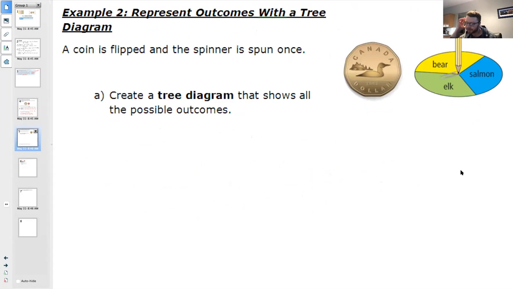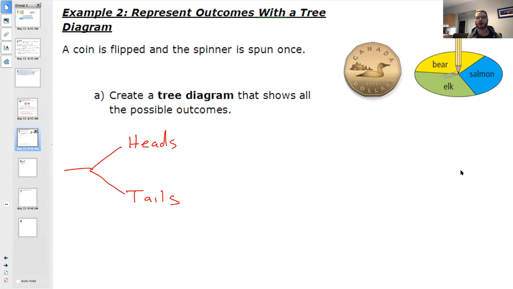So moving on, we're going to represent outcomes with a tree diagram here. If we have a coin being flipped and the spinner is spun once, we need to show a tree diagram. So we will start out and we will do branches essentially. So we'll have heads and tails are our possible outcomes for the coin.